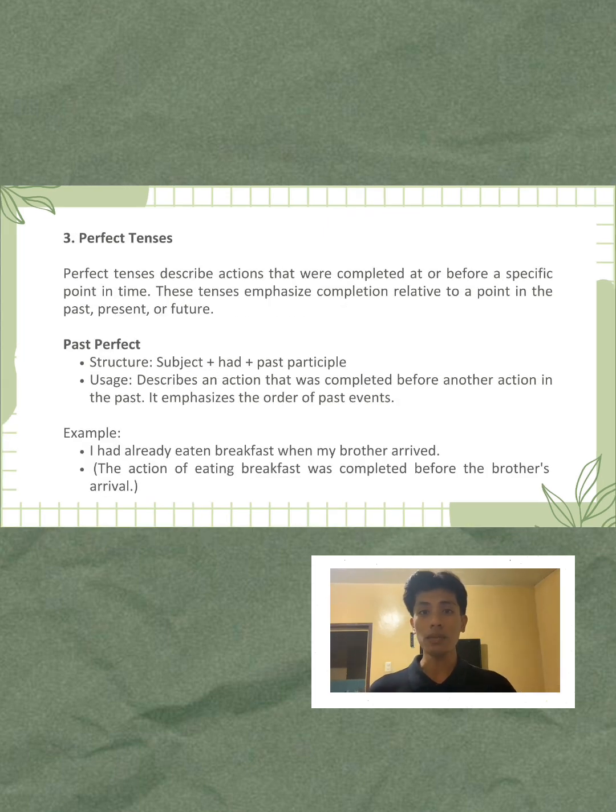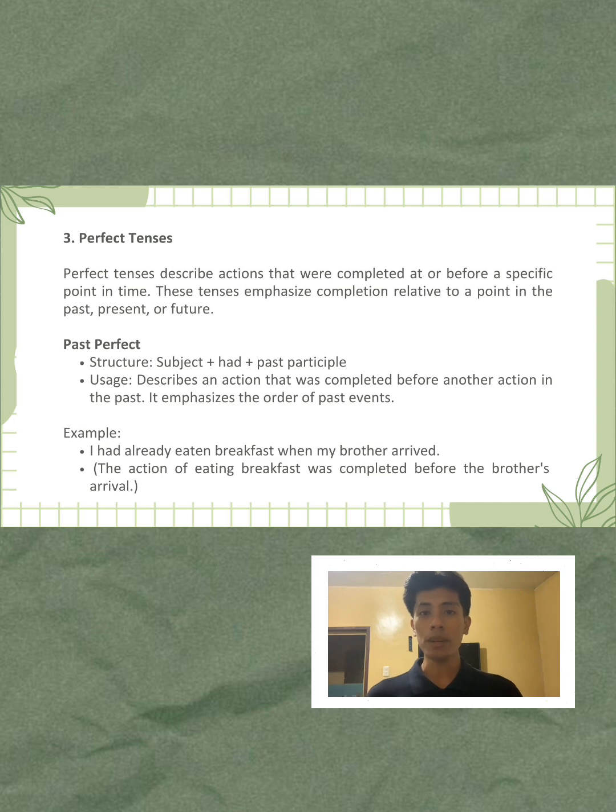Now let's proceed to the third type of tense, which is the perfect tenses. Perfect tenses describe actions that were completed at or before a specific point in time. These tenses emphasize completion relative to a point in the past, present, or future.